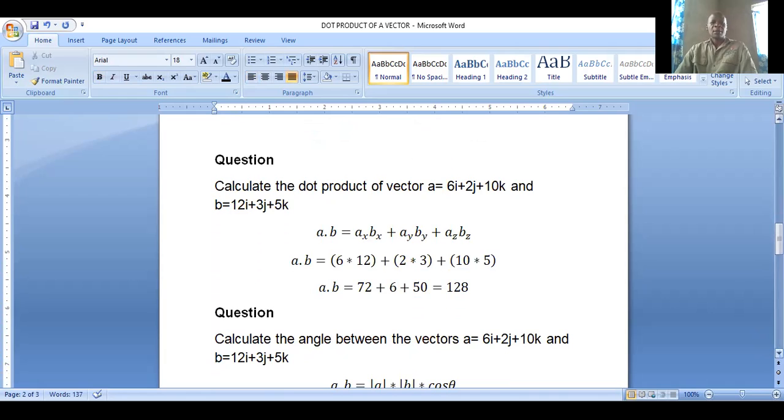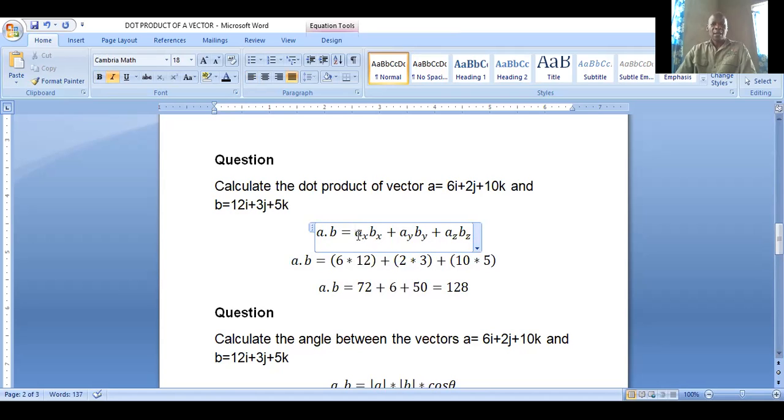For example, if you are told to calculate the dot product of vector A, which is 6i plus 2j plus 10k, and B, which is 12i plus 3j plus 5k. As we stated earlier on, for you to get the dot product of A and B, you merely multiply the corresponding entries for the coordinates.